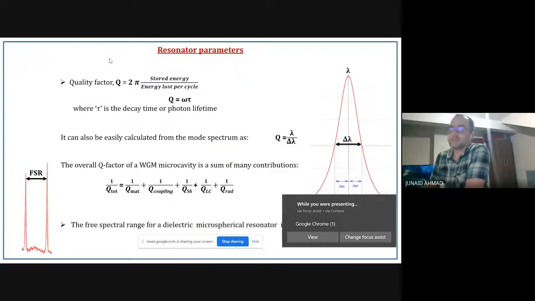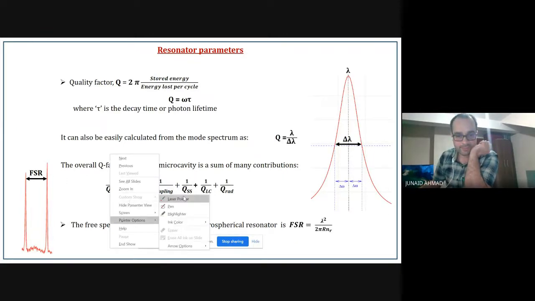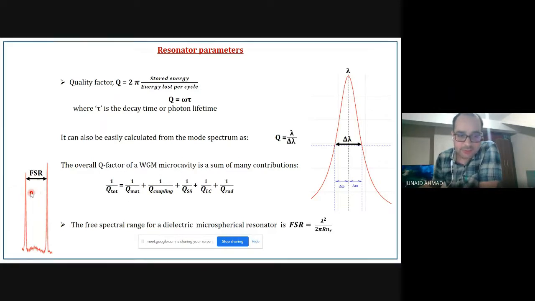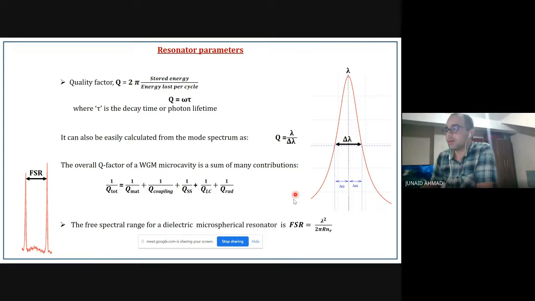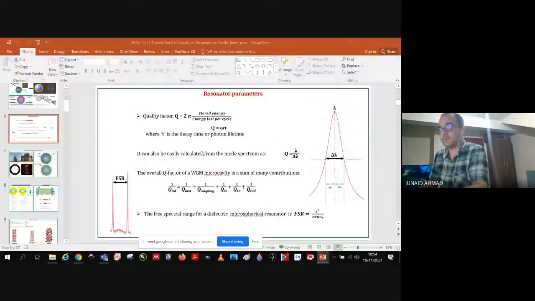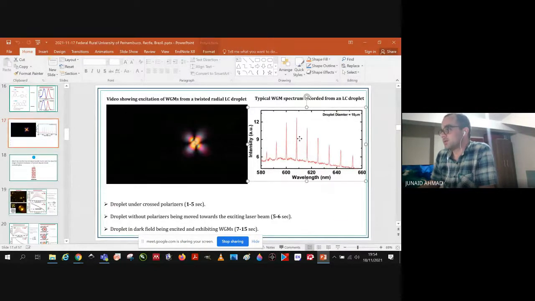So basically, you have seen the spectra in the following slides, but the free spectral range is basically, just a moment, let me get the pointer here. The free spectral range is basically the spacing between two consecutive peaks, any two peaks you choose on the spectrum. The distance from this very peak to this one is termed as free spectral range. And it depends on the radius of the droplet as well as the refractive index of the optical microcavity. So I can show you another example here. Here, you choose any two peaks. The distance between them.